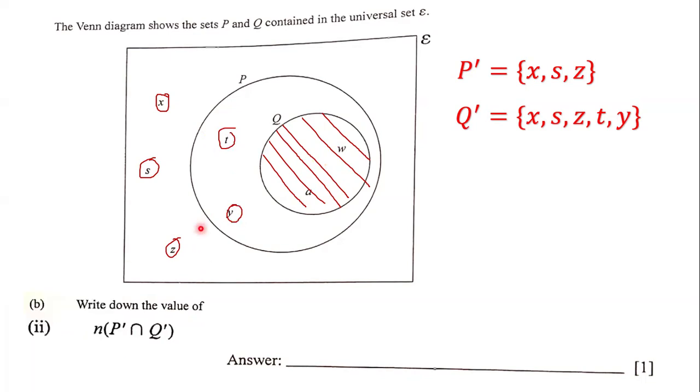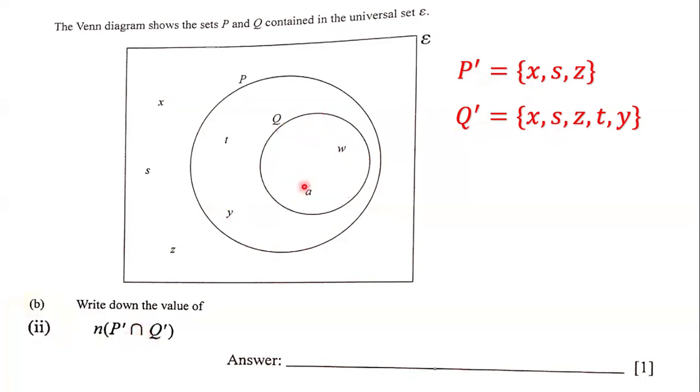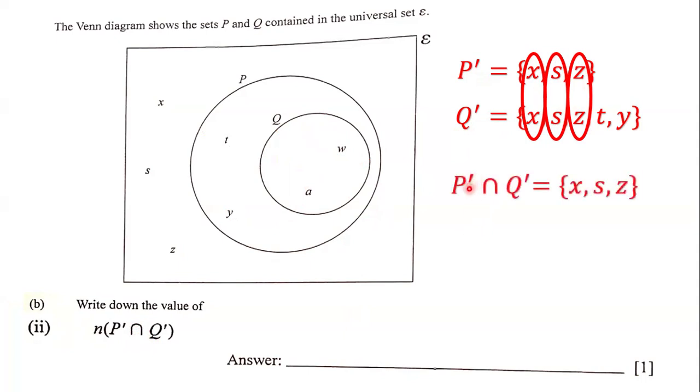And so we know the elements inside P complement, and we know the elements inside Q complement. But they want us to find the intersection between them, right? The intersection is what's inside both of these sets. X is inside both of them, S is inside both of them, and Z is inside both of them. So P complement intersect Q complement is X, S, and Z.